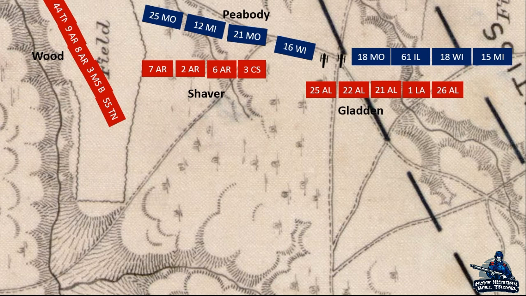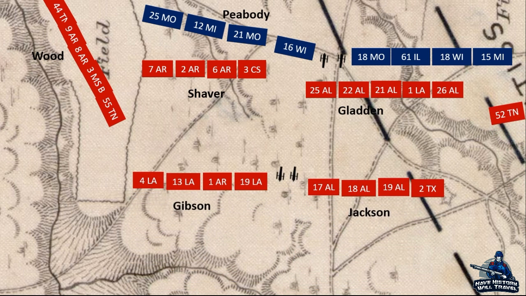Bragg's battle line appeared on the field in that sector, with Gibson and Jackson's brigades supporting Wood, Shaver, and Gladden, while Chalmers' brigade extended Gladden's right. This reinforcement would help relieve the pressure from Gladden's beleaguered troops. Chalmers ordered a left wheel to find the Union's flank and hopefully turn it.